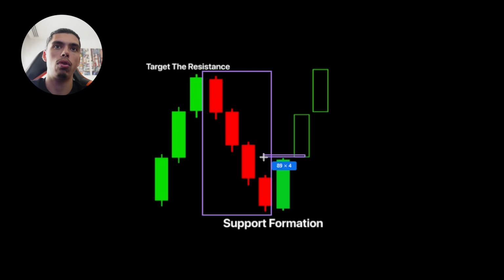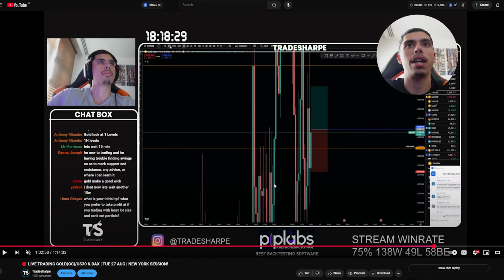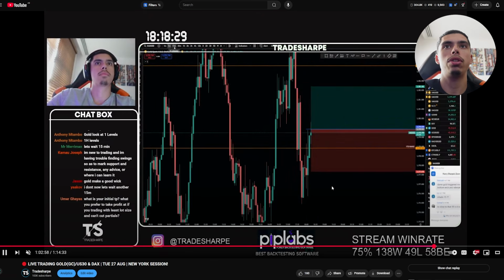We wait for a candle to close bullish. Once the candle closes bullish, we look for what? We look for the next candle to break the high, stop loss below the candle low, and we target the next resistance. I did take this trade live on the live stream. I live stream Monday to Friday, every single day in the London session, and I took a similar trade. So this is the trade I took.